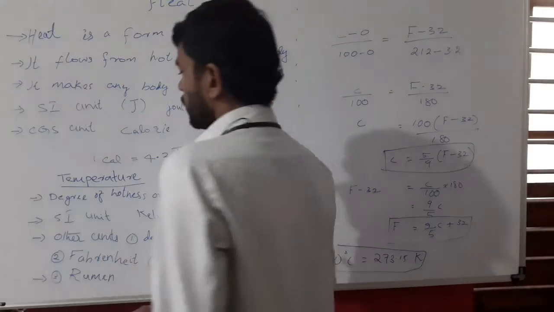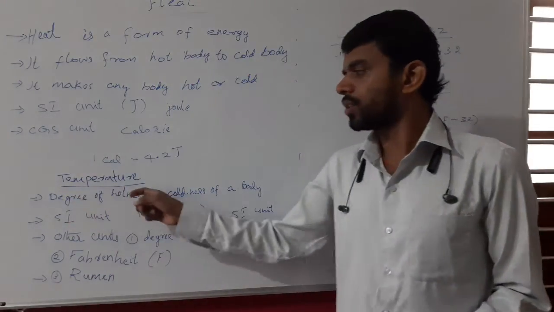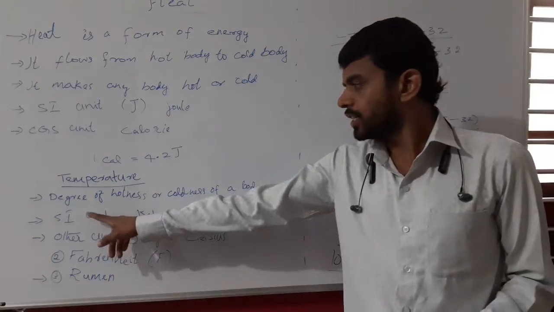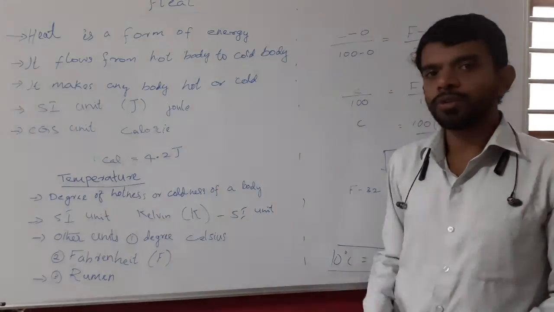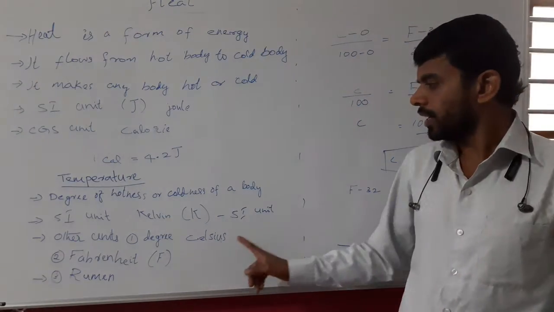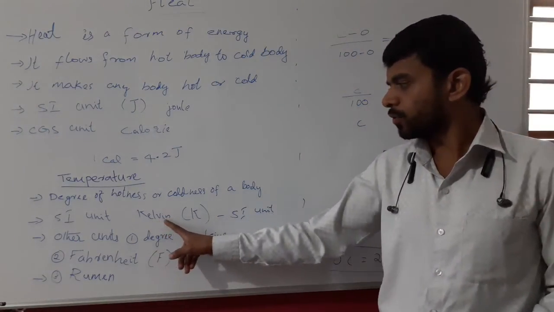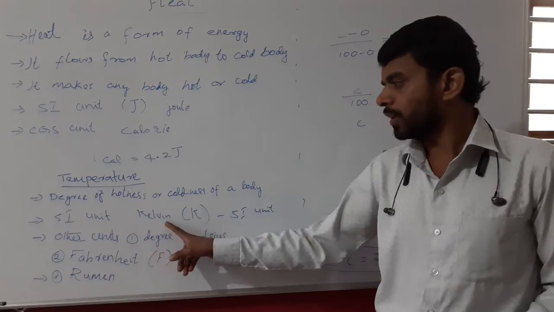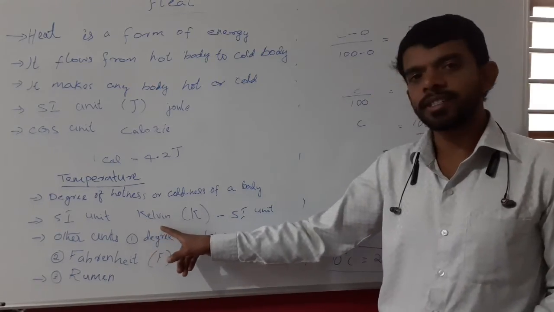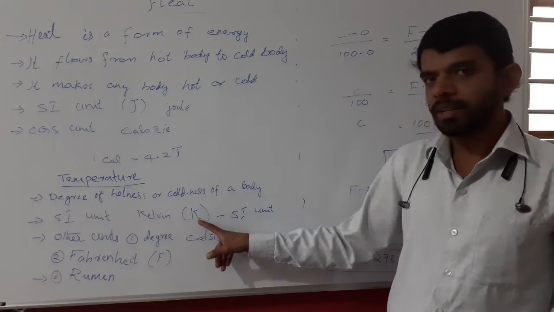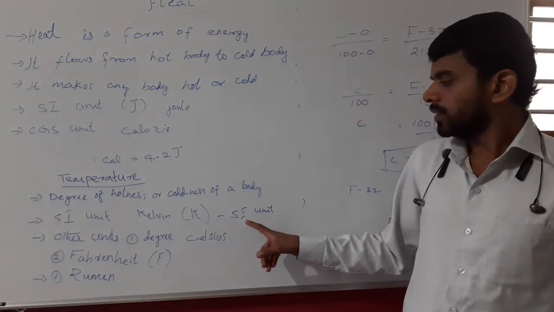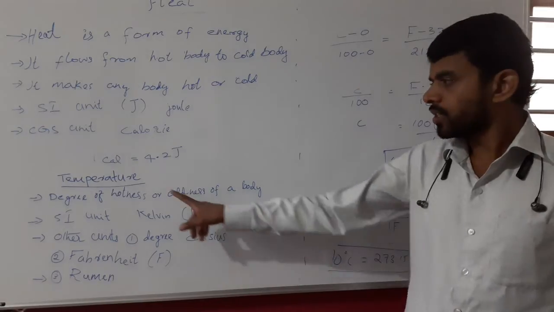Similarly, the word temperature is nothing but the degree of hotness or coldness of a body. The SI unit of temperature is Kelvin. It can be written either in full form, Kelvin, where every letter is in small letters, or you can write capital K, and that is the SI unit of temperature.